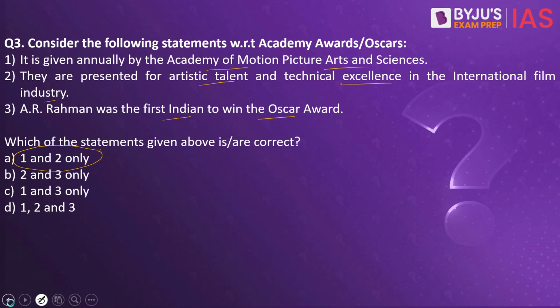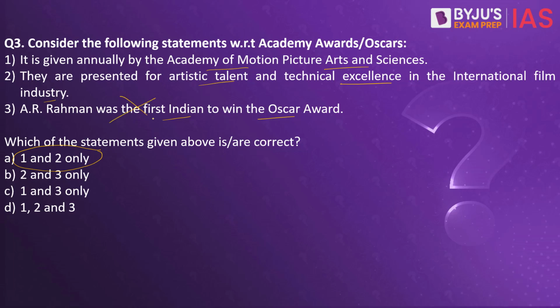So the Academy Awards, which are also known as the Oscars, are awards for artistic and technical merit for the global film industry. These awards are regarded as some of the most prestigious and significant awards when it comes to the entertainment industry in the United States of America. And the third statement reads, A.R. Rahman was the first Indian to win the Oscar award.